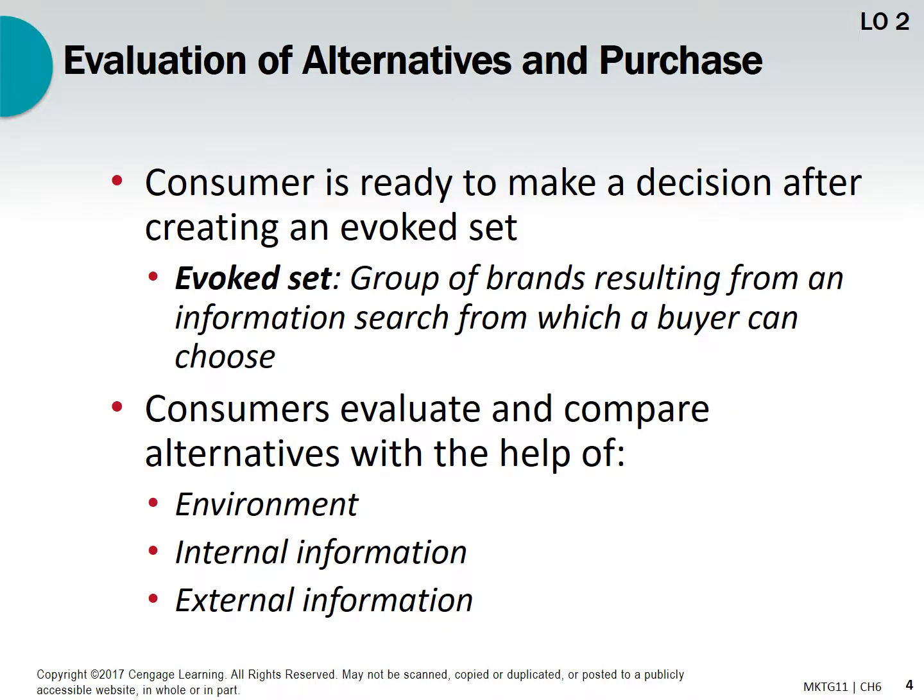After getting information and constructing an evoked set of alternative products, the consumer is ready to make a decision. A consumer will use information stored to develop a set of criteria. The environment, internal information, and external information help consumers evaluate and compare alternatives. One way to begin narrowing the number of choices in the evoked set is to pick a product's attributes and then exclude all products in that set that do not have that attribute. If new brands are added to an evoked set, the consumer evaluation of the existing brands in that set changes. As a result, certain brands in the original set may become more desirable.